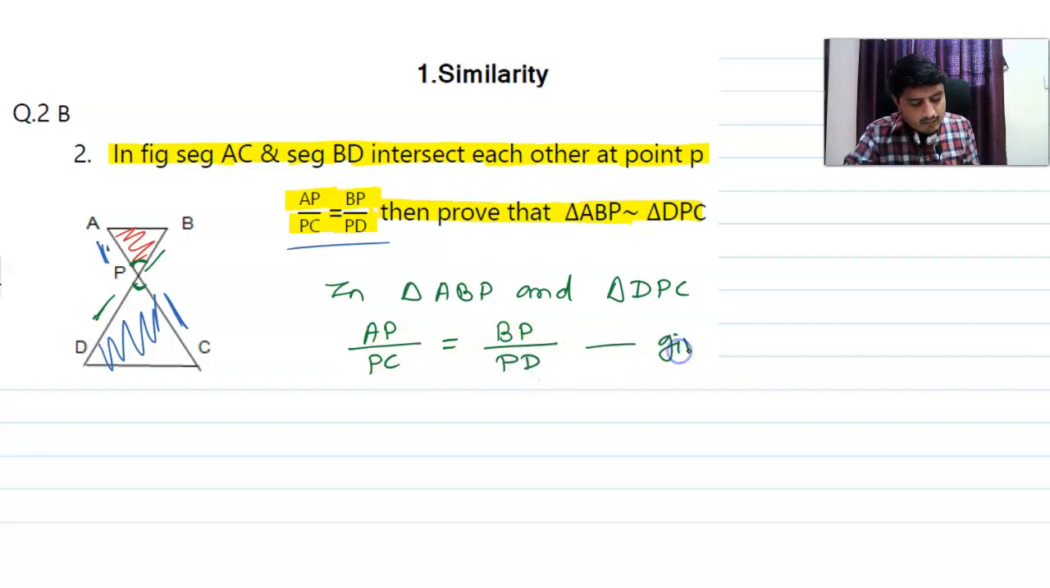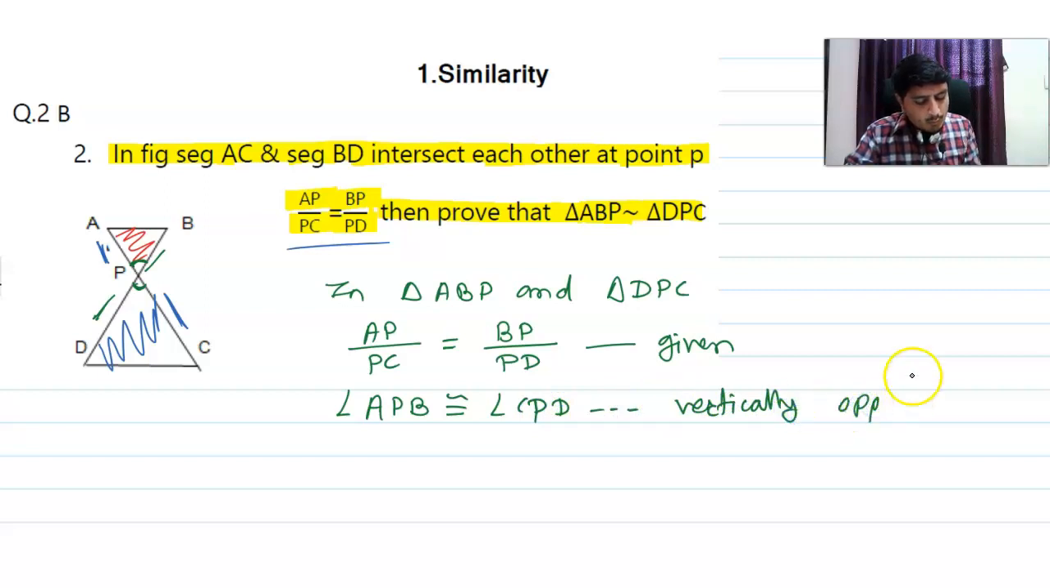This is given to us. And we have an angle first, that is we are taking angle APB, which is congruent to angle CPD. Why are those two angles congruent? Because those are vertically opposite angles.